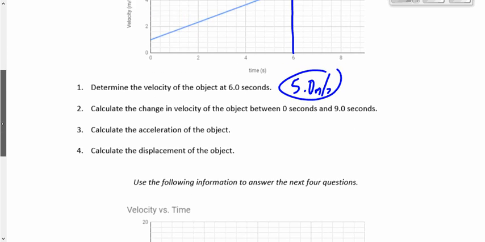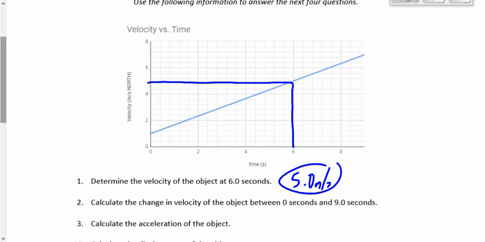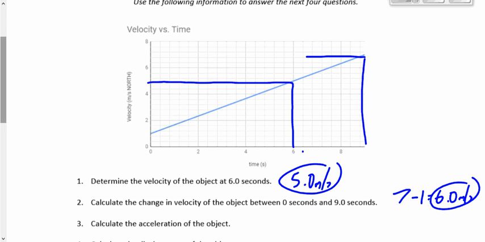2, the change in velocity between 0 and 9 seconds. This is just up and over, and subtract the 2, right? At 0 seconds, we look to be 1 meter per second. That would be the initial. The final at 9 seconds. This is 9 seconds right here. You go up and over, that looks to be 7. So we're going to say 7 minus 1 is 6.0 meters per second. So my change in velocity.